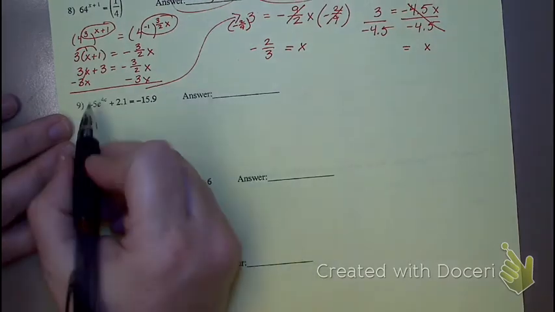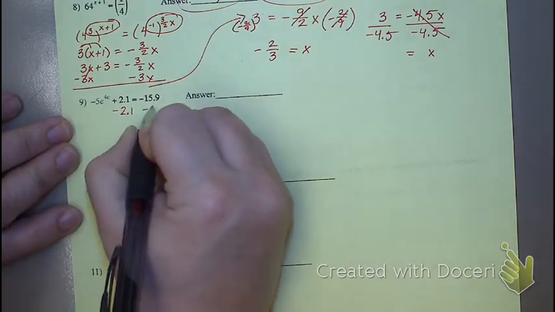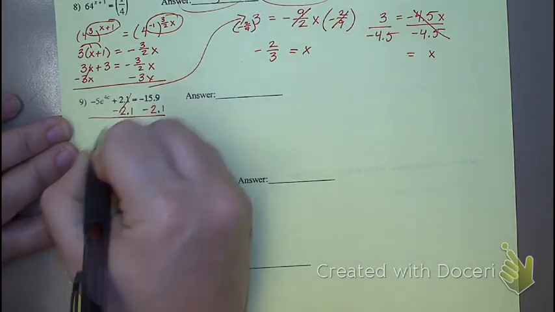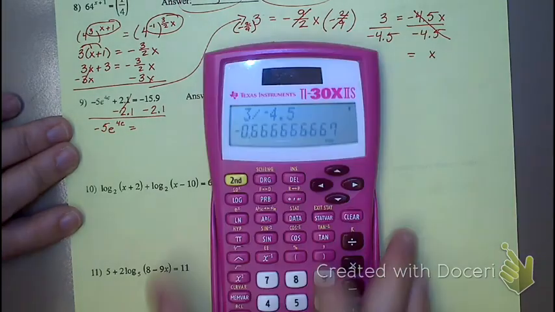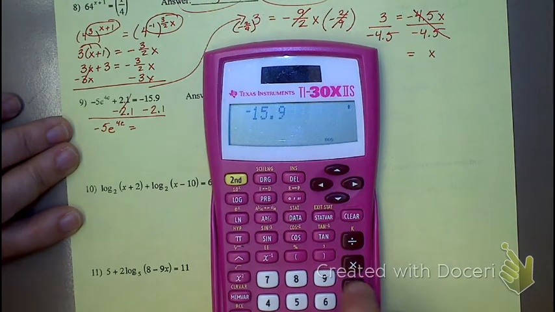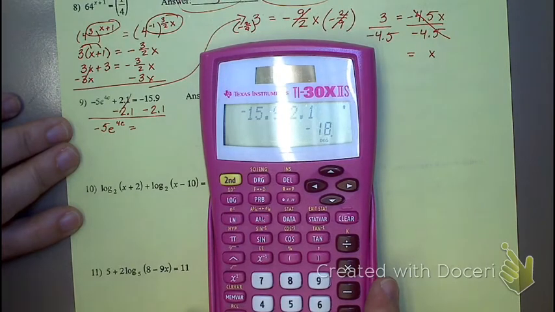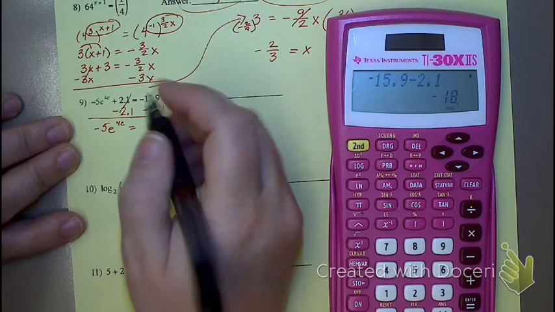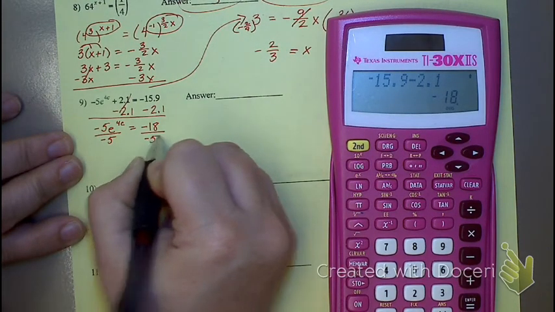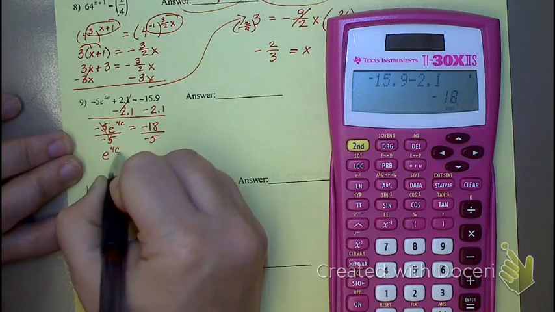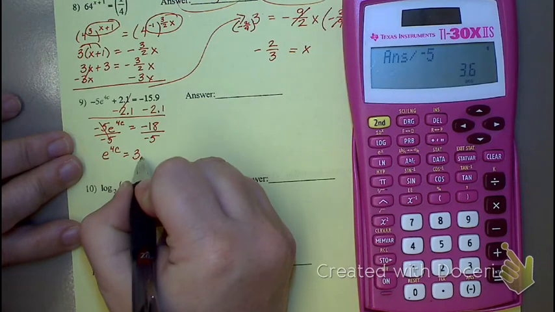Let's see, I see my exponent term right there. I've got to get it by itself, though. So I'm going to start off by subtracting 2.1. Looks like we're going to be dealing with decimals here. So I have negative 5 e to the 4c is equal to negative 15.9 minus 2.1. That gives me negative 18. Now I'm going to divide by negative 5. So e to the 4c is equal to negative 18 divided by negative 5, which is 3.6.